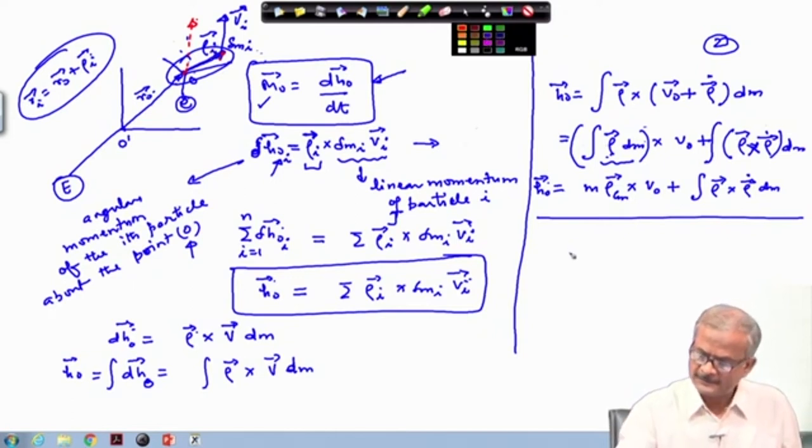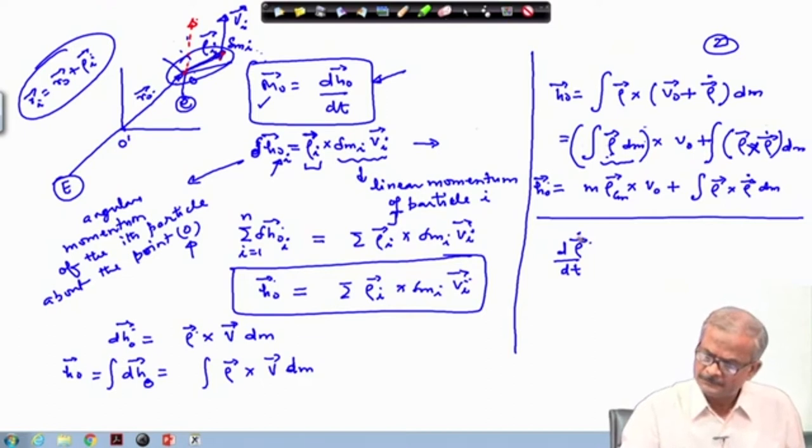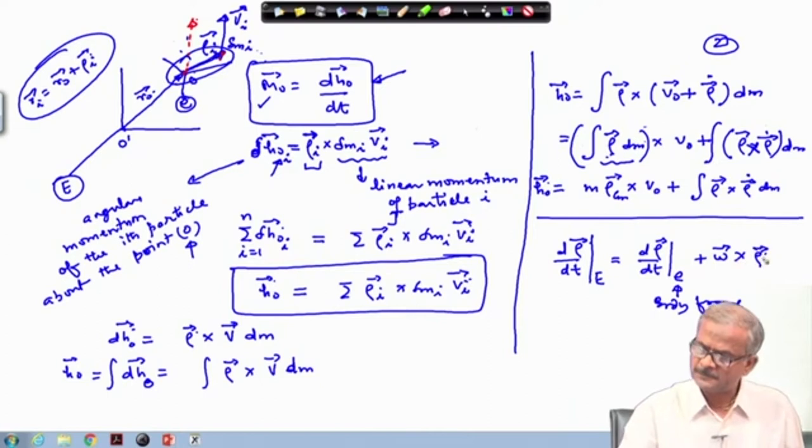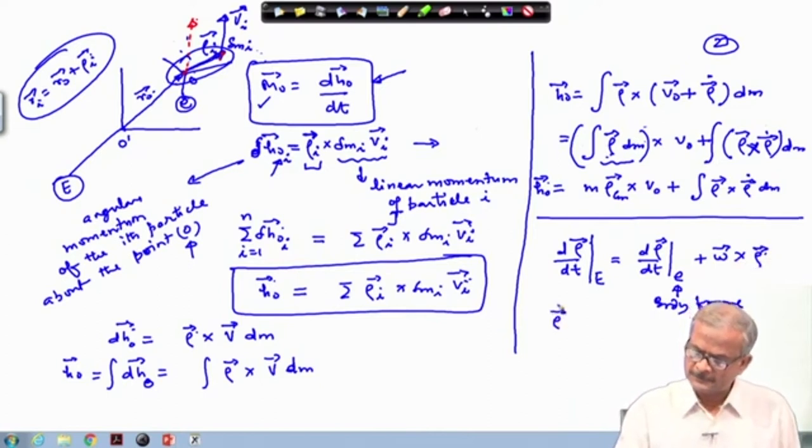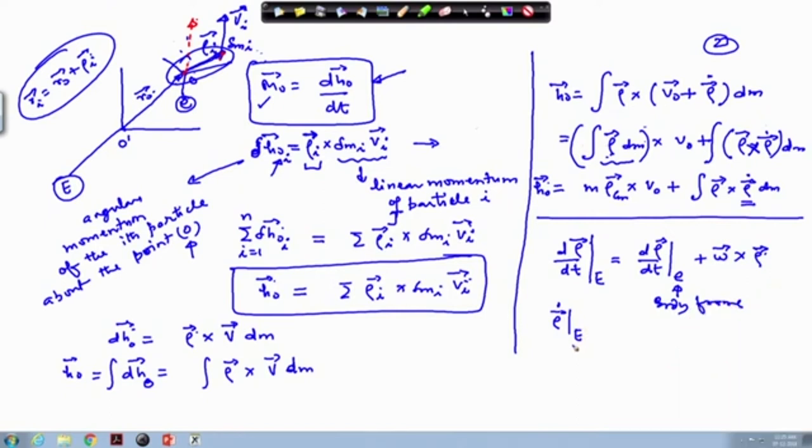As we have written earlier, this rho dot, d rho by d t with respect to the E frame, can be written as d rho by d t with respect to the body frame, plus omega cross rho. Means the rho dot which is appearing in this equation here is nothing but this quantity, rho dot with respect to the E frame, and this can be written as rho dot with respect to the small e frame plus omega cross rho.